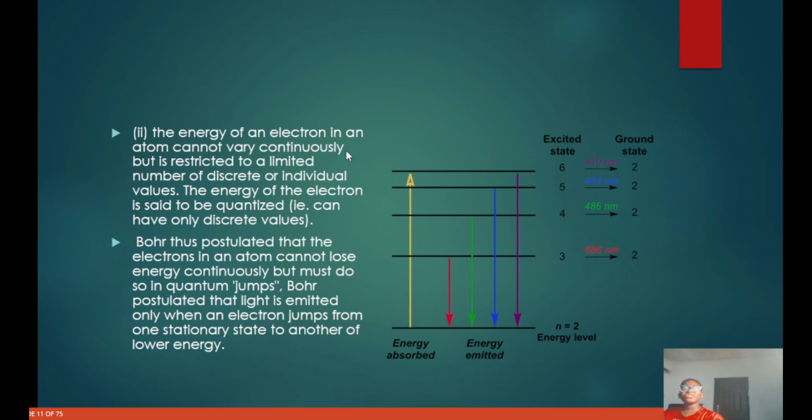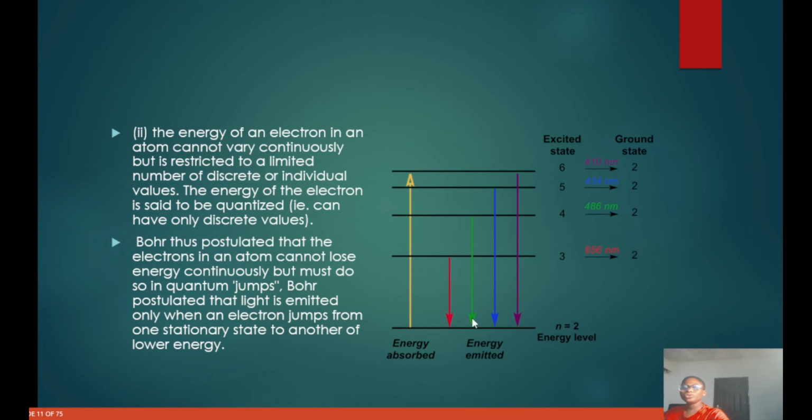The energy of an electron in an atom cannot vary continuously, but is restricted to a limited number of discrete or individual values. The energy of an electron is said to be quantized. It's quantized, that is, not just anyhow. It can only have what? Discrete values, small values. So the electron can move from here to this point. And once the electron is falling back, at all these points of falling back, what is it releasing? It's releasing a photon.